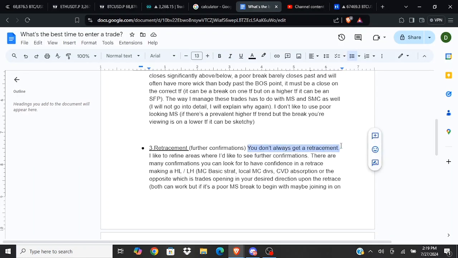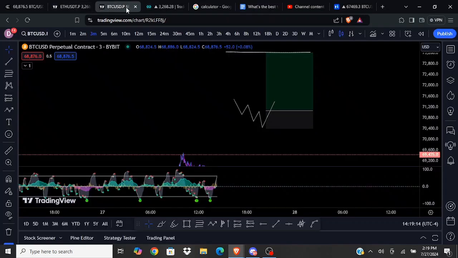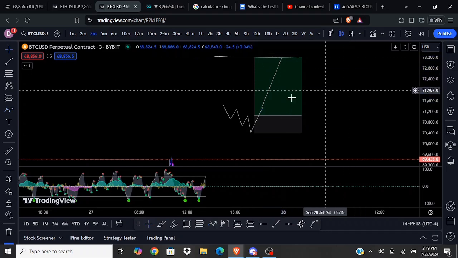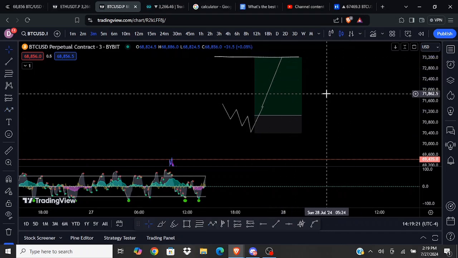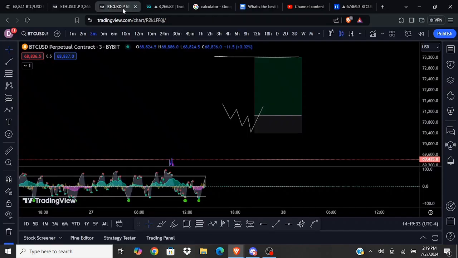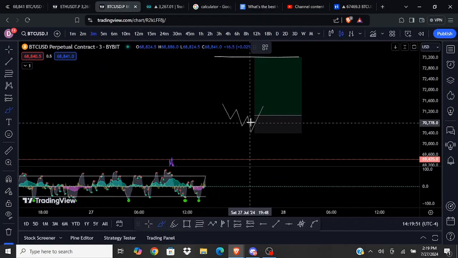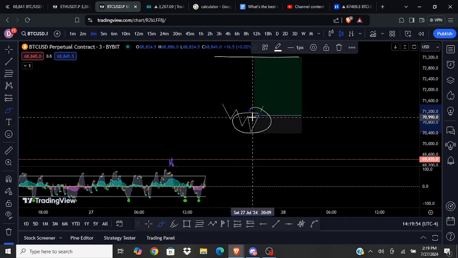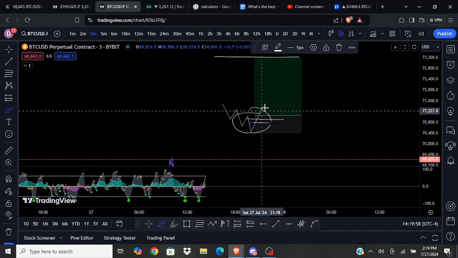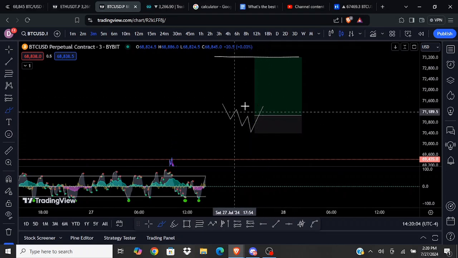Now, you do not always get a retracement. Sometimes you can break market structure and then basically go straight up to your target. I've seen that happen plenty of times. A retracement's not guaranteed, and I like to refine areas where I'd like to see the further confirmations come in, whether that be fib levels, whether that be fixed range levels of the previous range that we traded in. Maybe I'll take a fixed range of this little bit of price action here, look for things like the value area high, point of control, look for confluence with fib levels. And those are just a few things that I personally like to do.